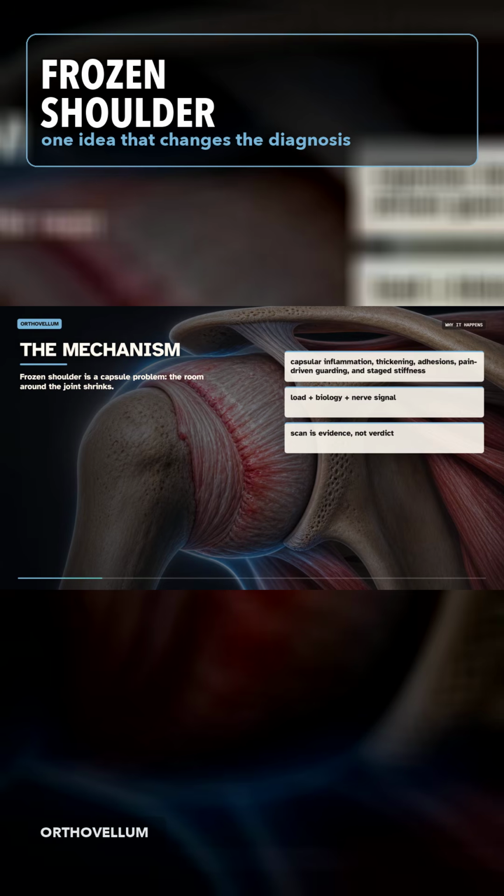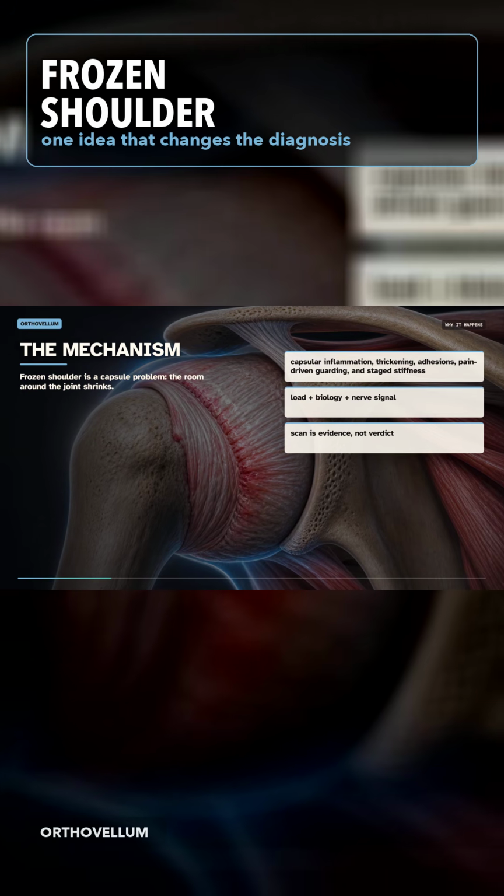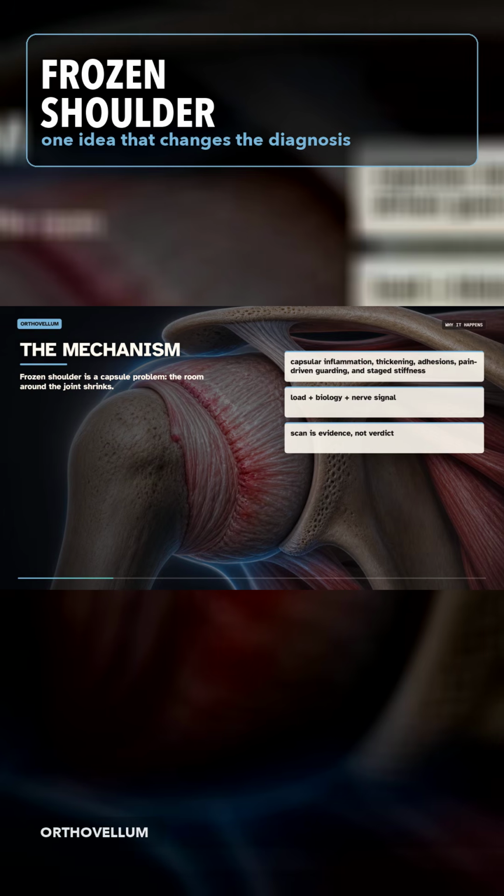For the lay viewer, the question is not, what word is on the scan? The better question is, what system is failing? For the resident, the question is sharper. What is the pain generator, what is the structural risk, and what can safely wait?